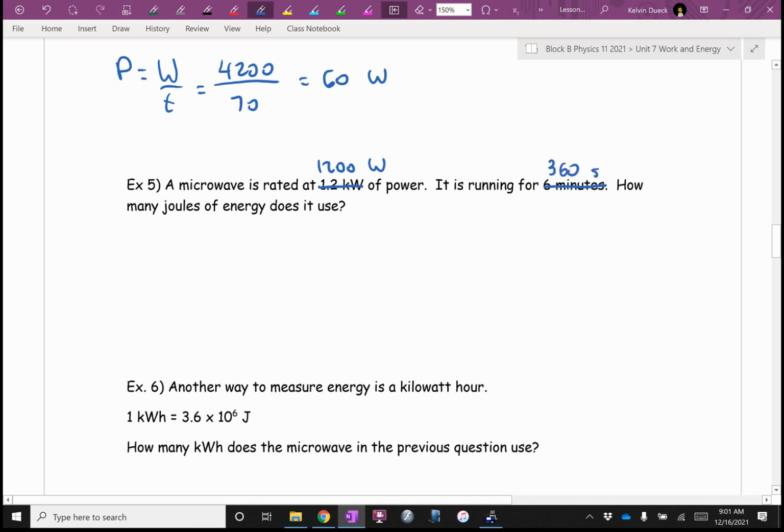Okay. Nick, what's example 5 asking me to find? How many what? You're right. Say it again loud and proud. How many what? Joules. They gave me power. You know what? They gave me time. I'm going to write this down.